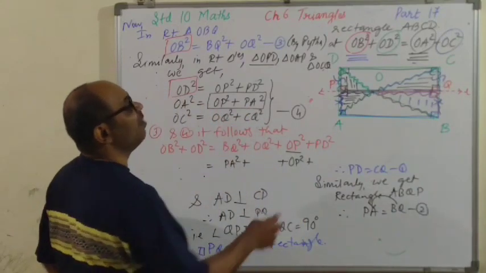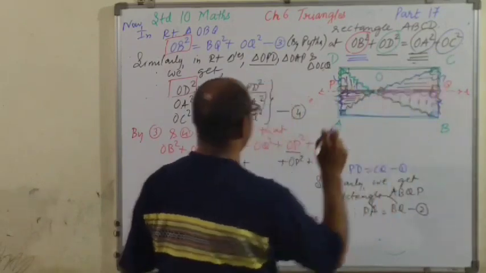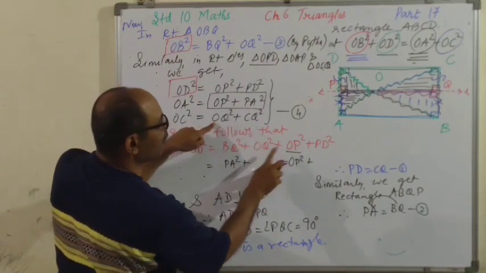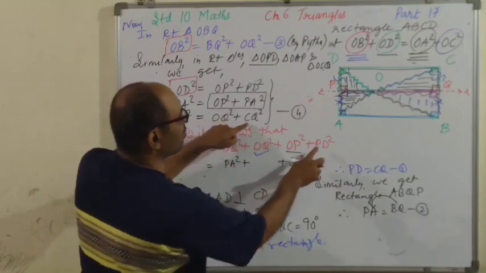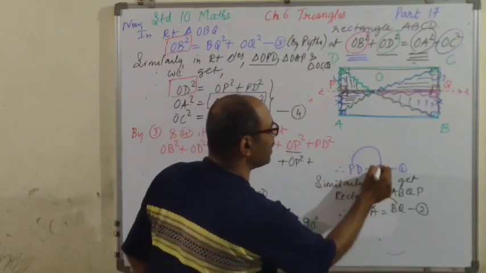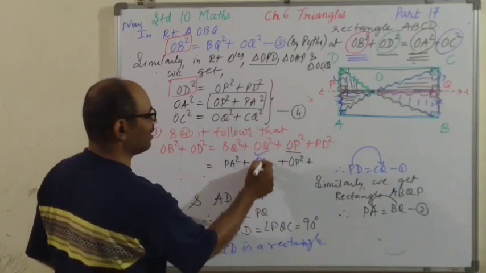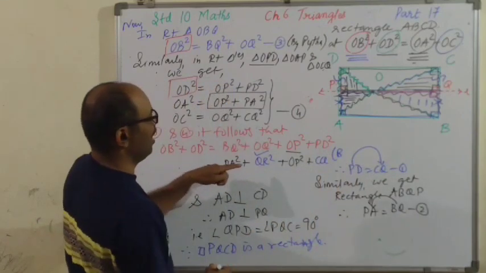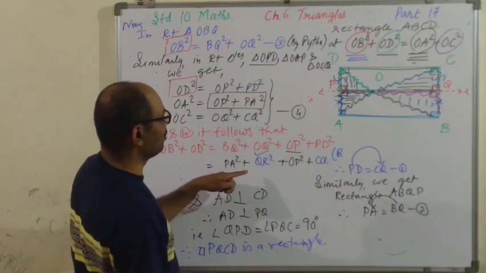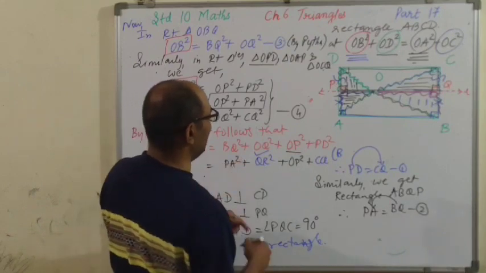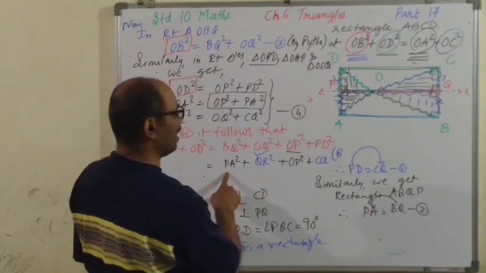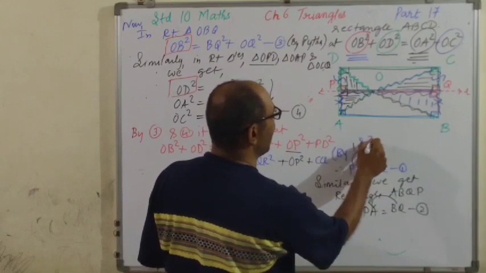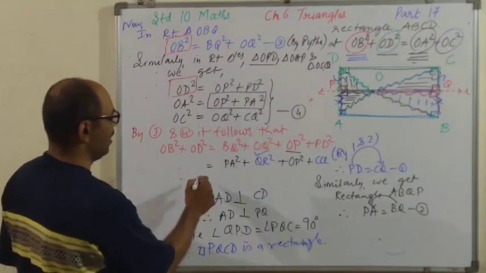Next we need OC square, in triangle OCQ, and OC square is OQ square plus CQ square. OQ is available, CQ is not available. Instead PD is there. But what is PD? CQ. So OQ square as it is, and in place of PD square, CQ square. These are two substitutions. What did we substitute for? BQ for PA, and PD for CQ, by 1 and 2. Finished.